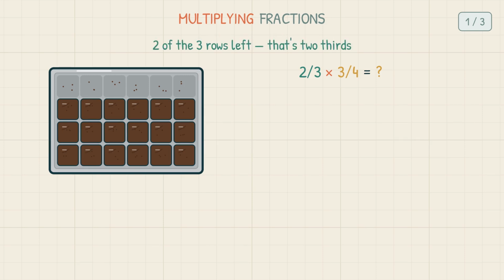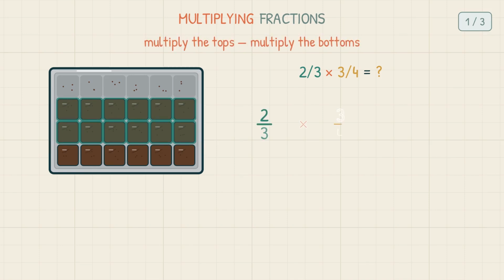3 rows are left. Thirds. She takes 2 of the 3 rows. That's her share, in green. 12 brownies. Now watch the maths get the same answer, straight across.